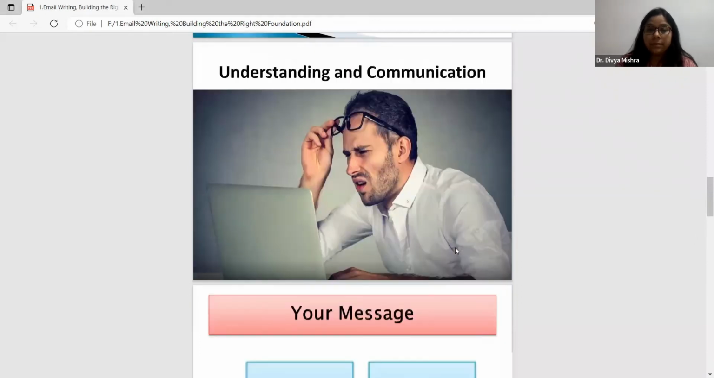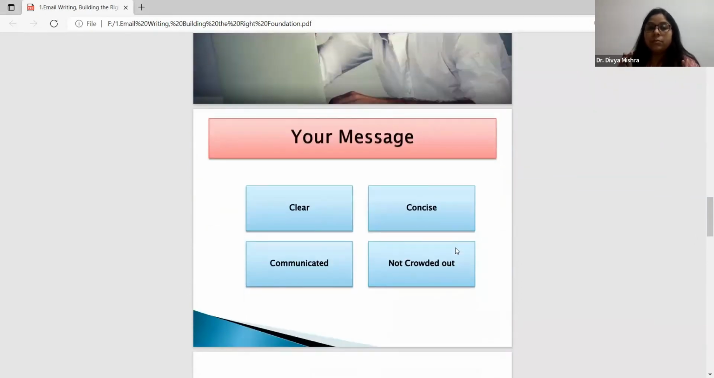And then this is the most important part about that message. Once you have understood your purpose, you need to understand that your message must be clear, must be concise, must be communicated well, and not crowded out. Not crowded out means it should not have too many messages. Suppose you want to convince anyone, you want to persuade anyone through your email, so do not try to overcrowd that email. You need to keep it restricted to 1 or 2 purposes. That's it.